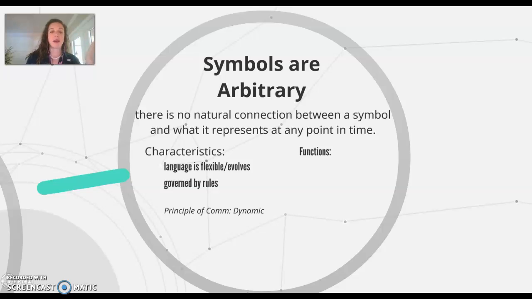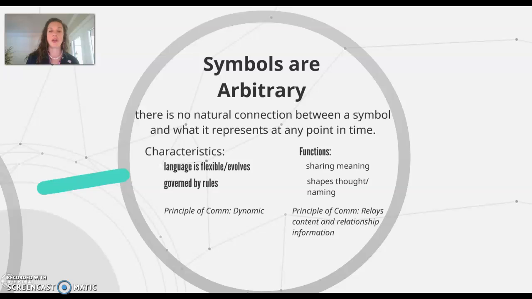Principle of communication is dynamic, again, that goes along with language being flexible or evolving, and some functions. It helps us share meaning, and it shapes thought, and it affects naming, the arbitrary nature of language. Another principle of communication it relates back to is relaying content and relationship information. Again, if I said spill the tea to my mom, she'd be like, what? Do you need a rag to mop it up? Like, no, mom, I want a gossip, right? So it really just depends on who you're talking to and what you say to them. Because if they're just looking at the content, they'd be like, I don't know what this means.